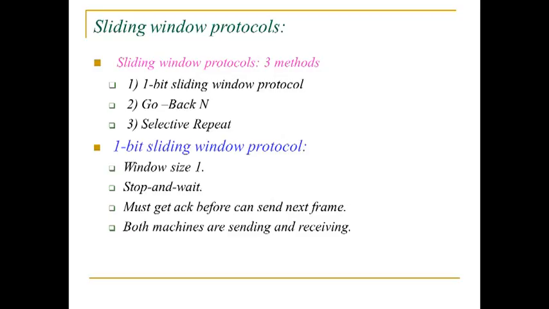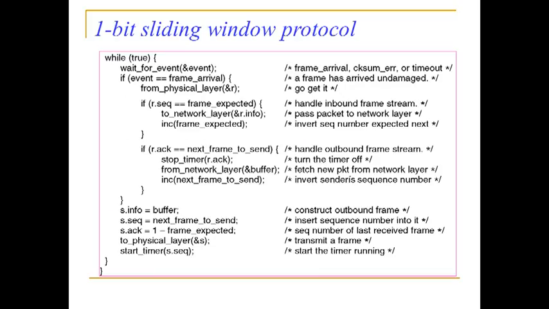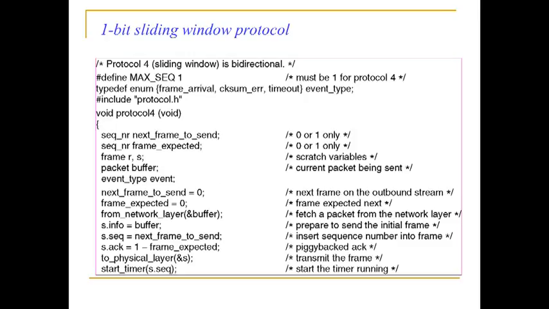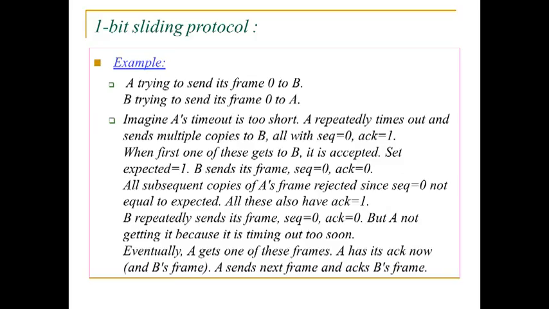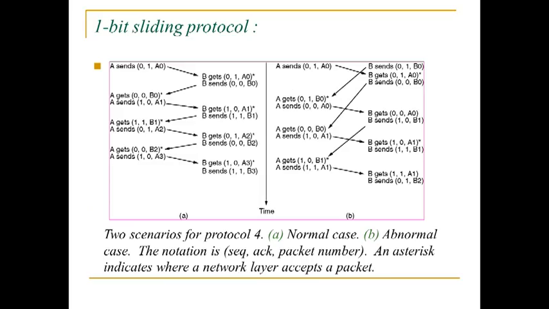As you can see, we have three methods: 1-bit, go back N and selective repeat. The 1-bit sliding window protocol has window size 1, stop and wait: it must get an acknowledgement before we can send our next frame. Both machines are sending and receiving. This is an algorithm. You have the C code for this 1-bit sliding window protocol. You can neglect it, because we are not having a practical exam. We'll come to it later. I'll explain the code in detail.